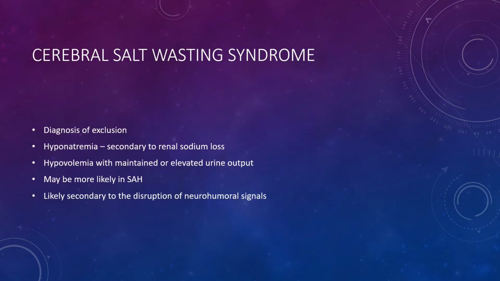Next syndrome we're going to look at is cerebral salt wasting. This is normally a diagnosis of exclusion. Typically it is hyponatremia secondary to renal sodium loss, and it's hypovolemia with maintained or elevated urine output. It's possibly more likely in subarachnoid hemorrhages and secondary to the disruption of neurohumoral signals, which results in increased ANP levels and decreased renal sympathetic input.